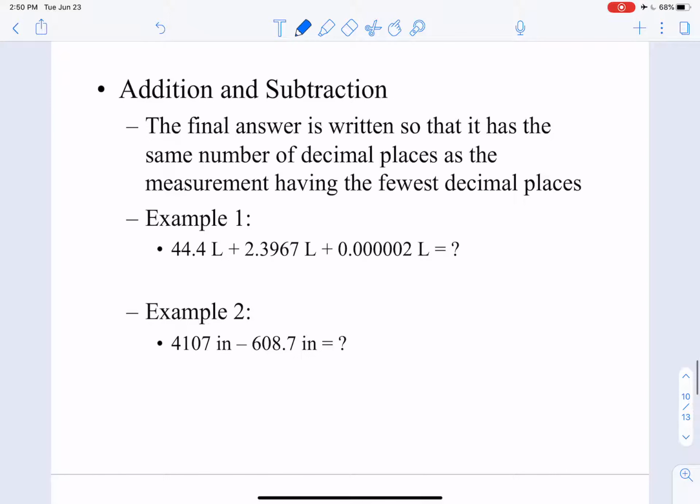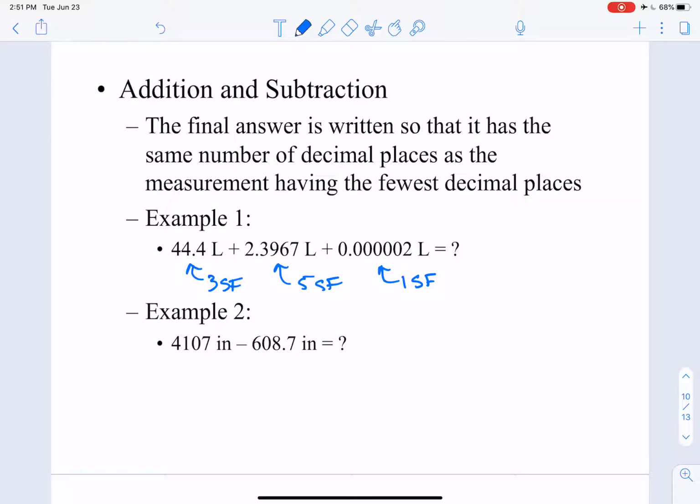So the addition and subtraction rules are different from the multiplication and division rules. Addition and subtraction rules say that the final answer is written so that it has the same number of decimal places as the measurement having the fewest decimal places. What on earth did I just say? Well, this is what you're going to do. So look at example 1. So here we've got 3 sig figs, here we've got 5 sig figs, and here we've got 1 significant digit. But that doesn't really matter because we're looking at our measurement values and looking for the one that is reported to the fewest decimal places.